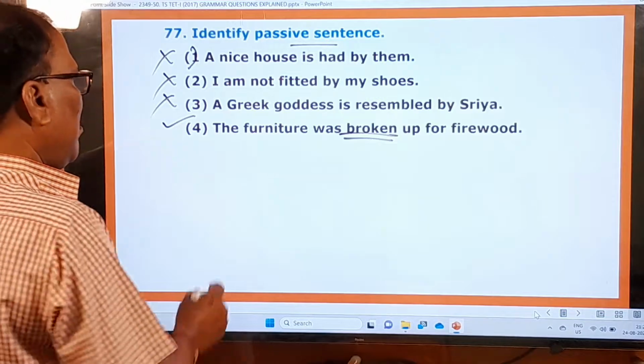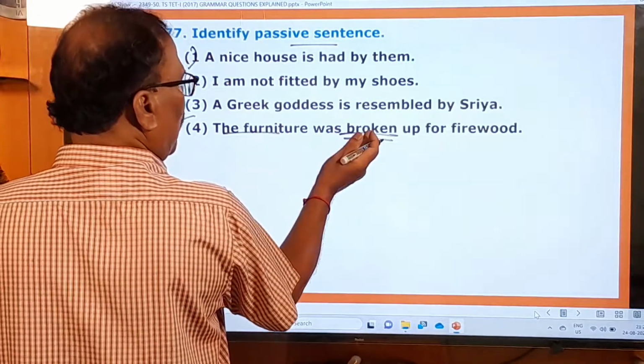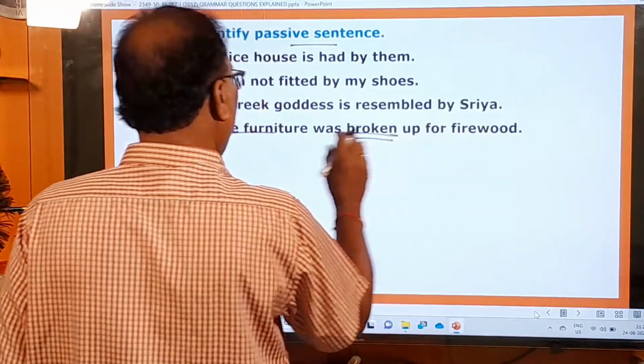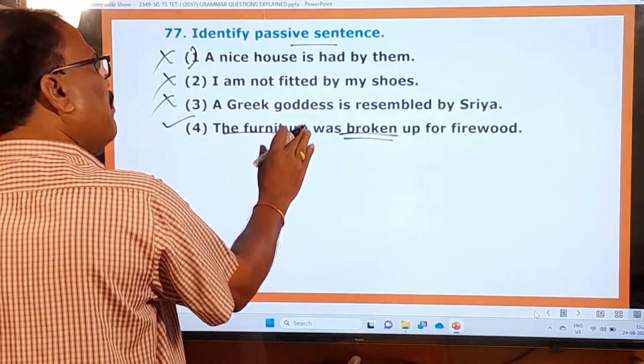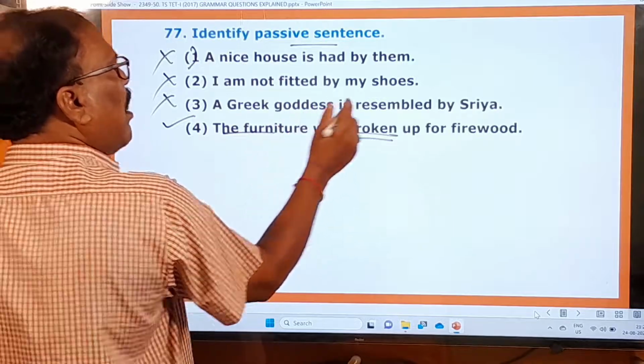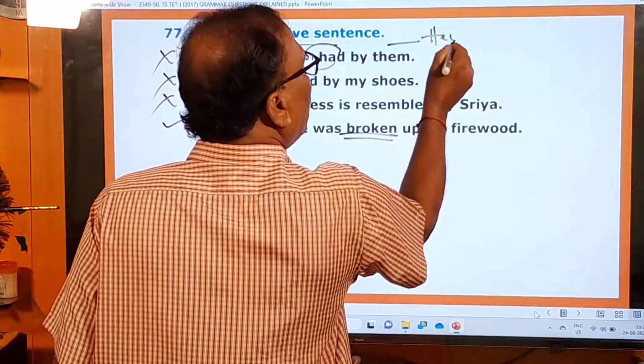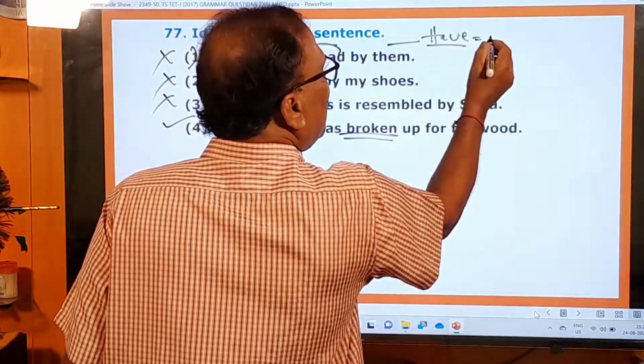Okay, and the furniture is the object of this. That means this is there. The furniture was broken up for firewood. Okay, the furniture. This is the only right passive voice, and these are not the right ones, because here a nice house is had. See here, have. Had means have.